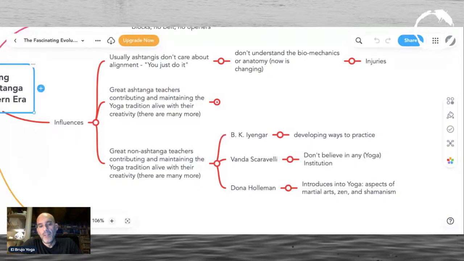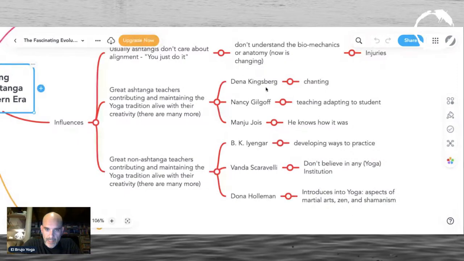We've got Vanda Scaravelli, who was a very interesting character. She was a little bit of a rebel, and she didn't believe in any yoga institution or in any institution, which I agree with. And she was the mentor of Donna Holleman, who is my other teacher. So I consider Dena Kingsberg and Donna Holleman my teachers. She introduced into yoga aspects of martial arts, Zen, and shamanism, which I really resonate with. And I find it really interesting, and it enriches any yoga that you can practice.